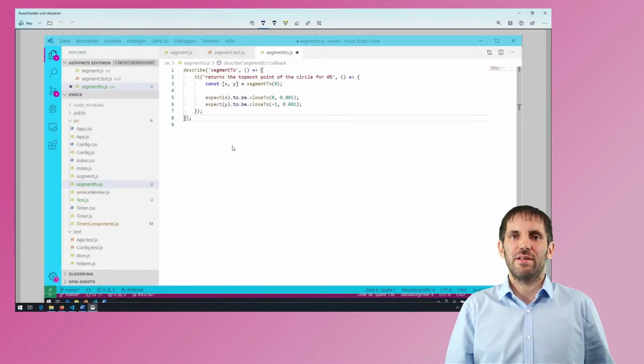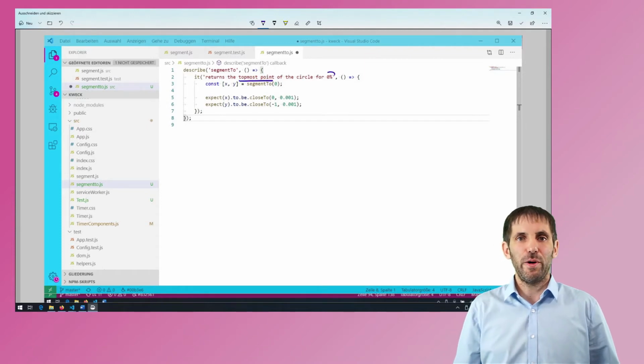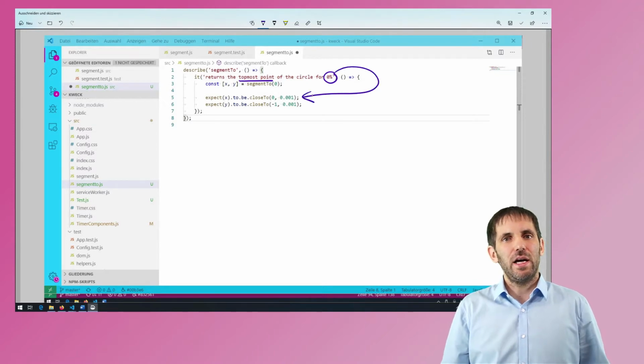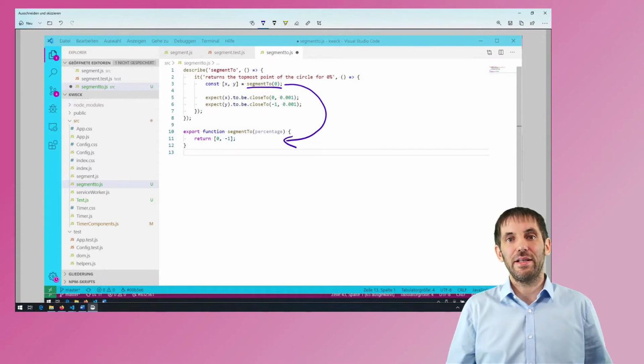The first test I wrote was for the topmost point on the circle, the point with the coordinates 0 and -1. And I only added this point to define the API for now, but it will also stay there and stay green, so it will also help me later to verify that I did not break anything from the tests before.